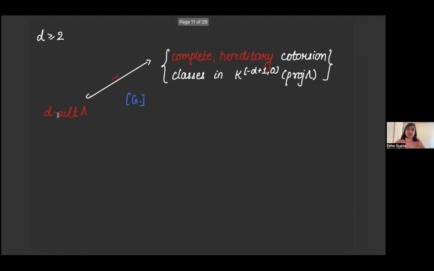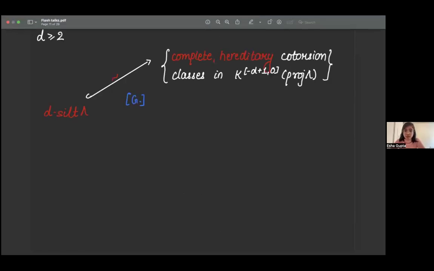So we fix a d greater than or equal to 2. And we show that the poset of d-term silting objects in lambda is isomorphic to the poset of complete and hereditary cotorsion classes in these longer homotopy categories, so complexes of projectives concentrated in degrees minus d plus 1 to 0.